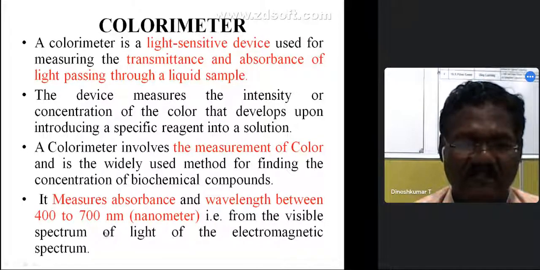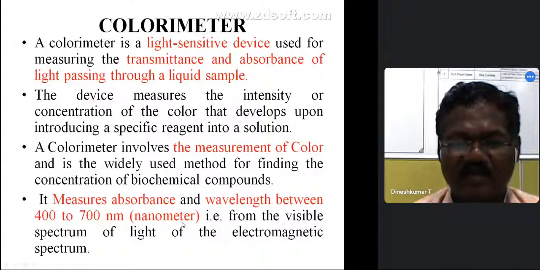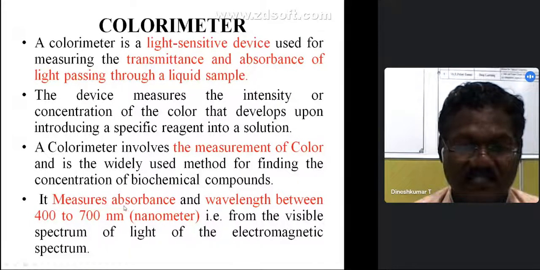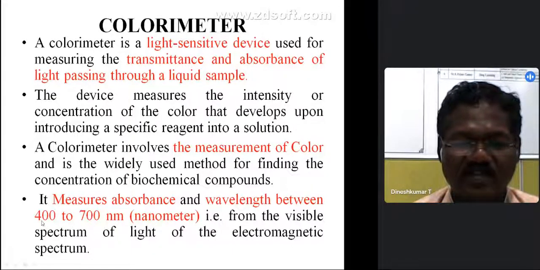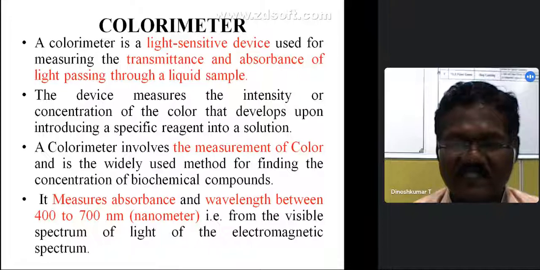Okay, it measures absorbance at wavelengths between 400 to 700 nanometers. It measures the absorbance. It is a very important point. Absorbance is measured at wavelengths between 400 to 700 nanometers. The 400 to 700 is the visible spectrum of light. Okay, this is our visible region, so that only we can see any of the things.